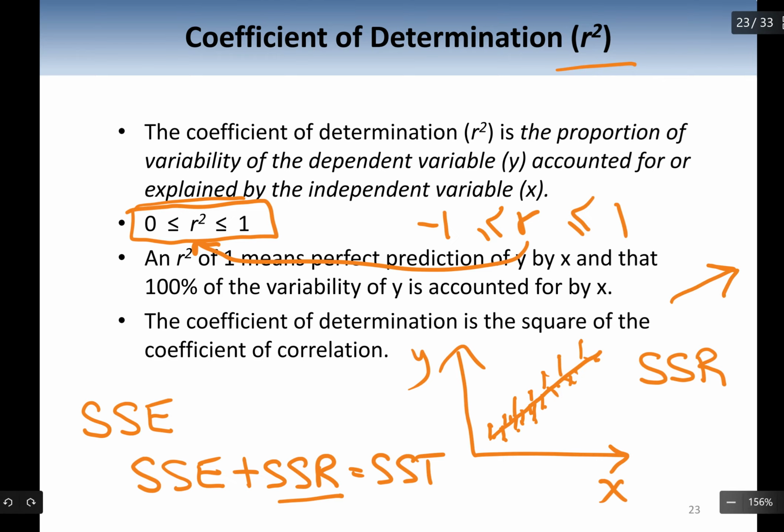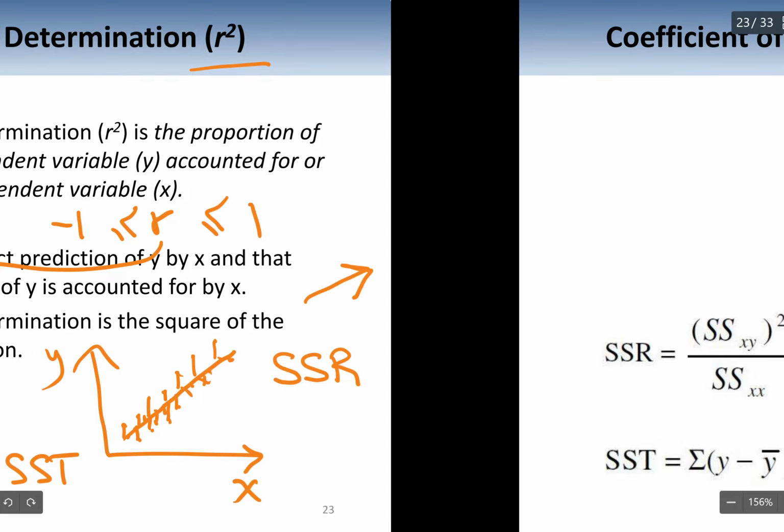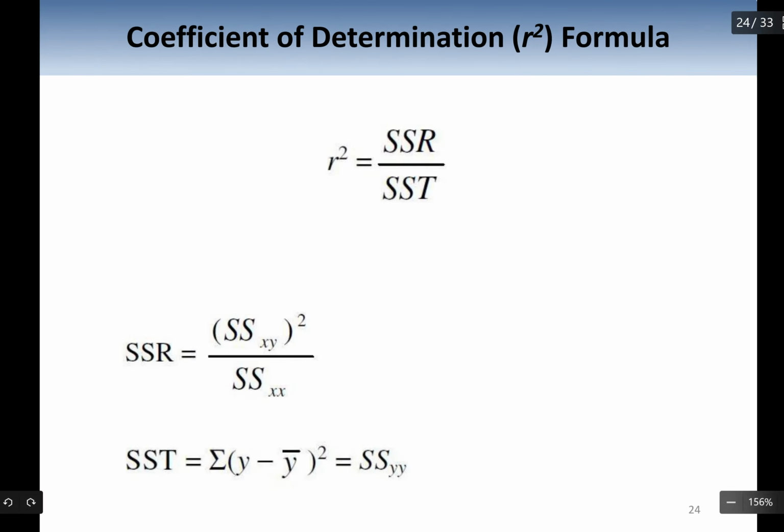If we look at the formulas here, here is the proportion: the SSR in the numerator, divided by the total sum of the squares of the variability. That is what we mean by the proportion of the variability that is explained by the least squares regression line. So that is what we mean by proportion.